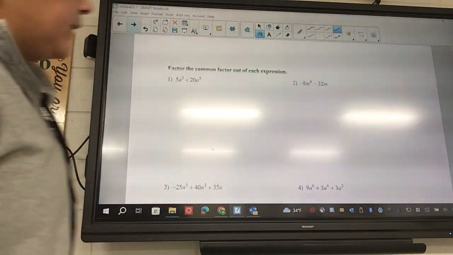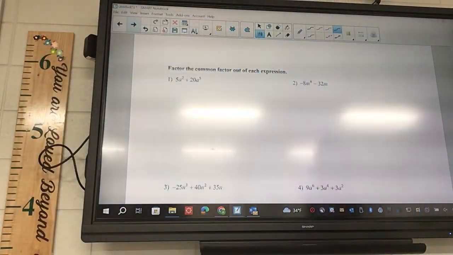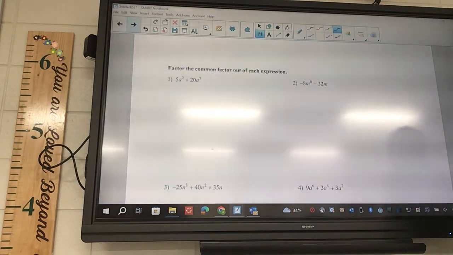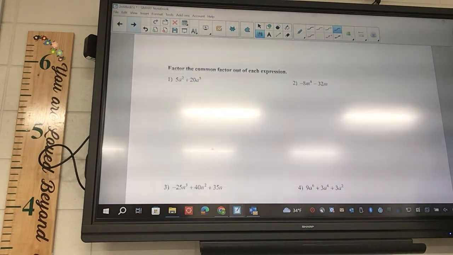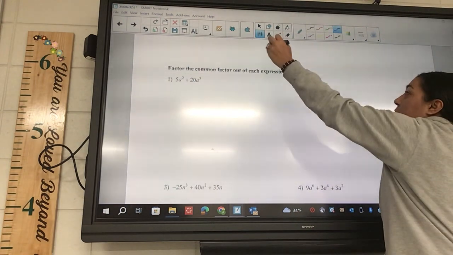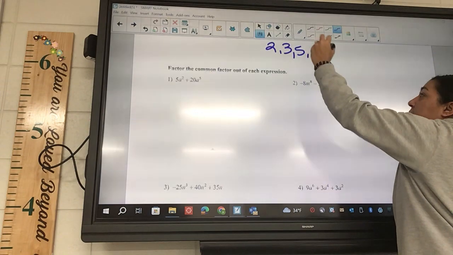Okay, factor out the common factor. So these are the ones where we did the tree, okay? What are our magic numbers? The only numbers we're allowed to circle, group, etc. 2, 3, 5, 7, okay? So we can only circle 2s, 3s, 5s, and 7s.